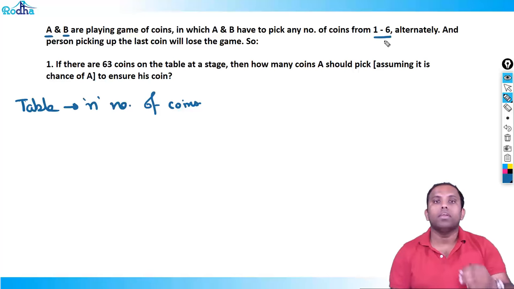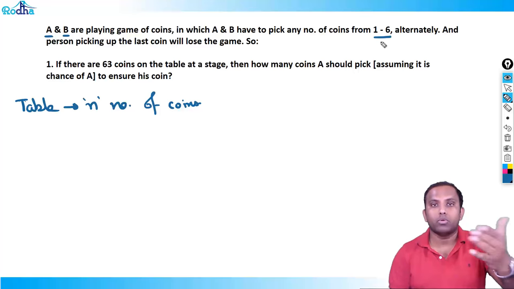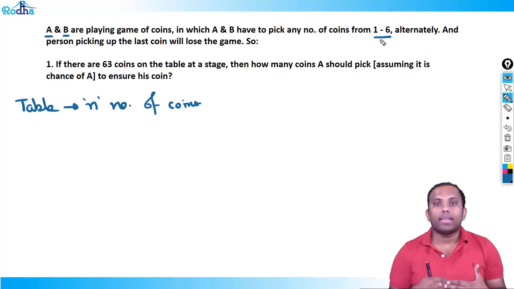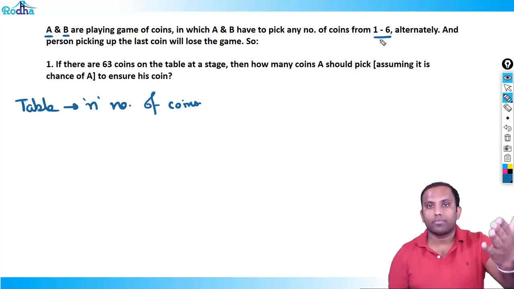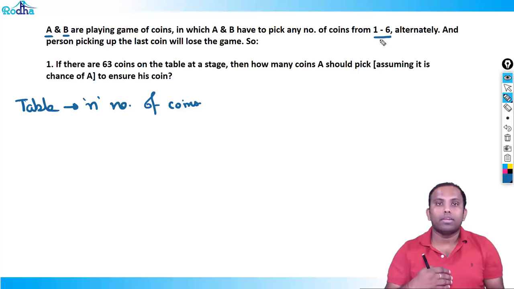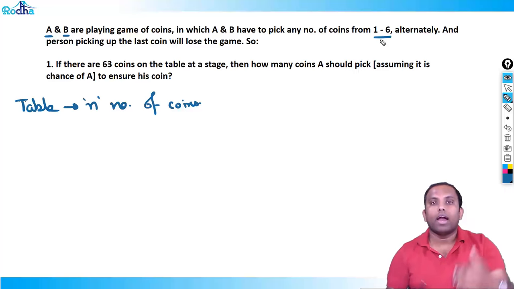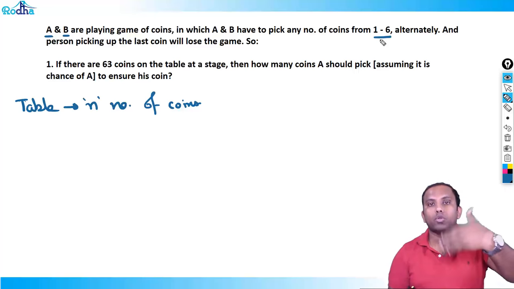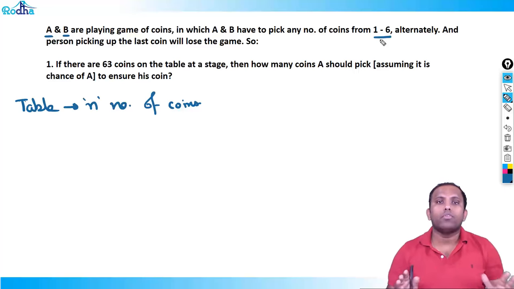That means you can pick 1, 2, 3, 4, 5 or 6, maximum 6. And I can also pick any number of coins in my chance, 1, 2, 3, 4, 5 or 6. So let's say you pick one coin first, then I can pick 5 coins, let's say. If you pick 3 coins, I pick 6 coins. You pick 2 coins, I'll pick 4 coins. So it's our wish.